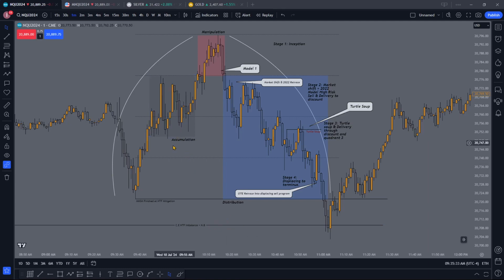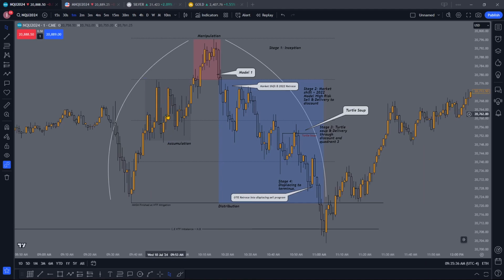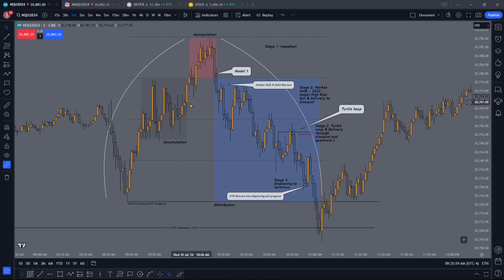So if you notice here, we had this accumulation pre and during Powell. Pre-Powell was a bunch of accumulation back and forth. Powell speaking, which is about 10 a.m., we got this manipulation higher, which was the stage 1 inception. This would give you your model 1. The second stage is where we start distribution and where we're most likely to deliver to discount, and we have the high risk sell.